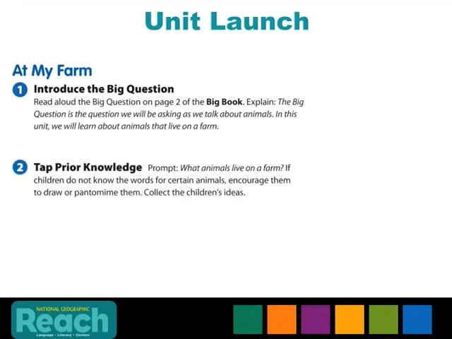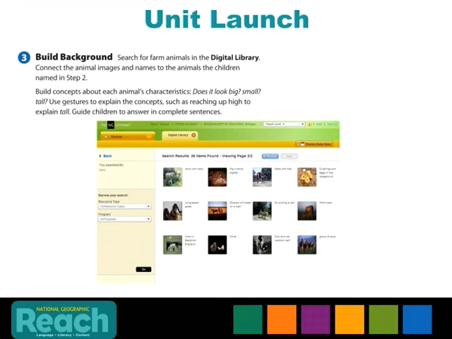Once we've introduced the big question, it's time to tap into students' prior knowledge to see what they already know about the unit theme. After tapping into students' prior knowledge, it's time to build some background with the images available through the digital library on myngconnect.com. Simply search the digital library for images that relate to the unit theme and make connections to the students' prior knowledge. You can also use these images to build concepts about the theme.